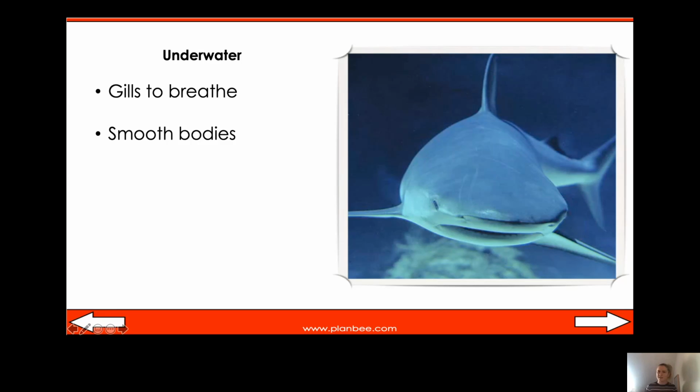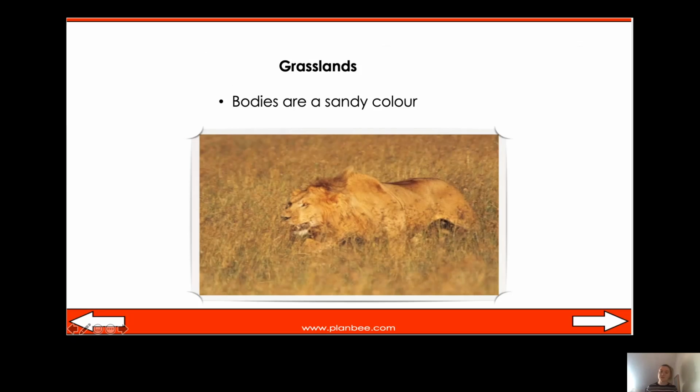Now, what was our last animal? Oh, yes, it was a lion, wasn't it? Now, lions live in what are called grasslands, okay? And they live in hot countries, okay? So their bodies have had to adapt to living in a very hot country. Now, their bodies, if you look at the colour, what colour is a lion's body? Well, their bodies are a sandy colour, okay? So they're almost the same colour as sand.